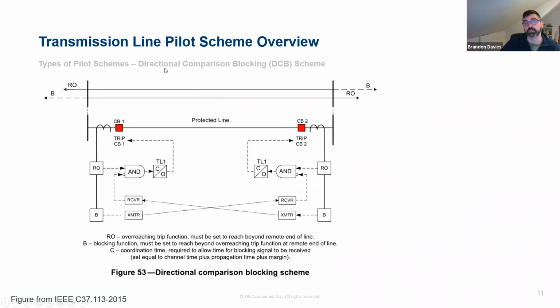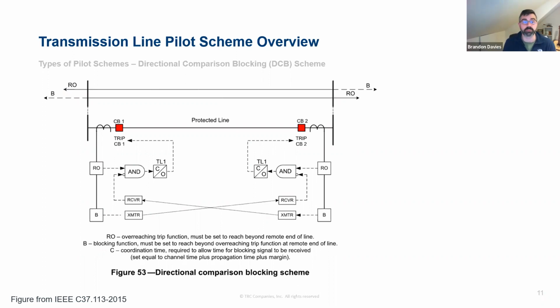And we'll look at a directional comparison blocking scheme. So this is another variety of a directional comparison type scheme. In this case, it's directional comparison blocking. So it's similar in a way to the permissive scheme we looked at, but we're kind of looking at the opposite thing. So rather than giving permission from one terminal to the other to say you can trip fast because I think the fault is on the line, we are blocking the remote terminal from tripping if we see a fault behind us.